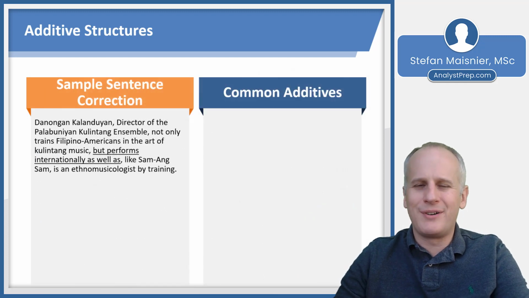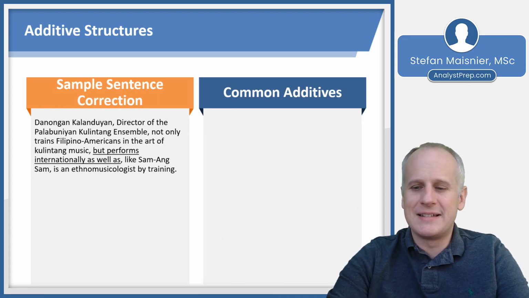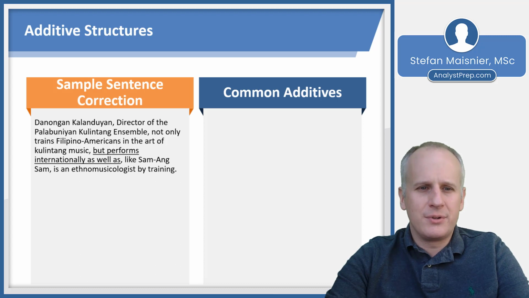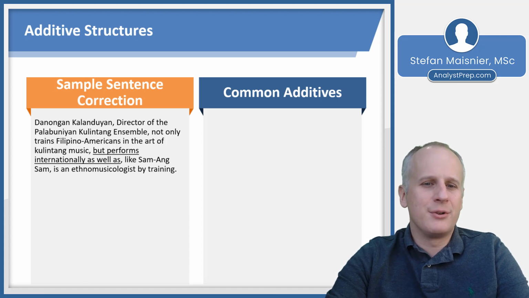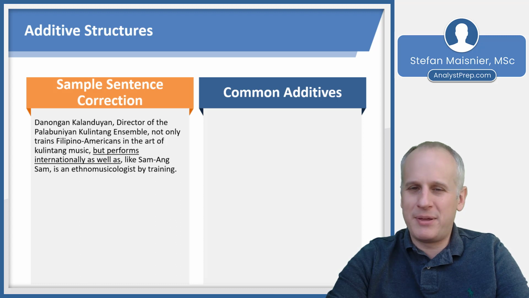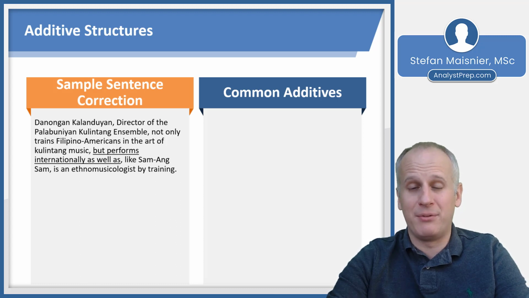So, one more sample sentence correction here where we'll consider some of these common additives. As always, we read the sentence up front to start. So, Danangan Kalanduyan. One of the things that I generally recommend is you don't actually have to try to pronounce that name. I'm not sure if I'm pronouncing it properly. I hope that I am. But you could just call that individual DK. So, DK, director of the PK Ensemble. Make it simple for yourself because those non-underlined portions do not matter for the underline.